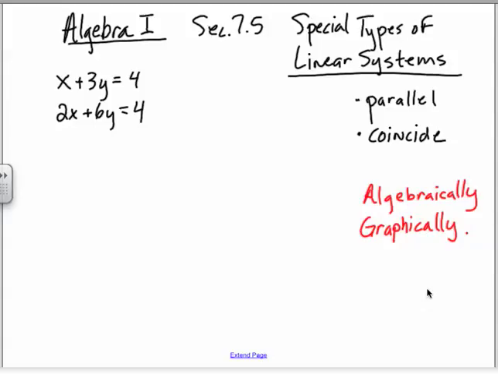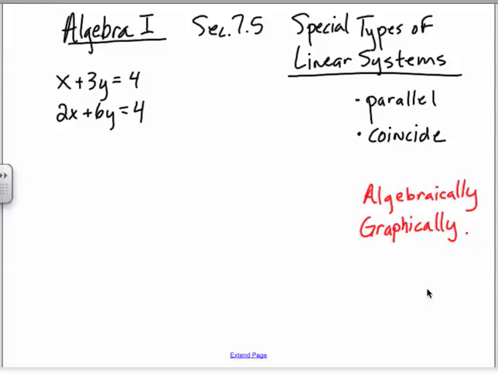It says section 7.5, we're talking about special types of linear systems. Now guys, you know that with linear systems we have two or more equations, and when we graph those lines they're going to intersect and we get a point, and that point, that x and y, the coordinates, solves both of those equations. Alright, so we've been talking about that, but today we're going to talk about some other stuff.